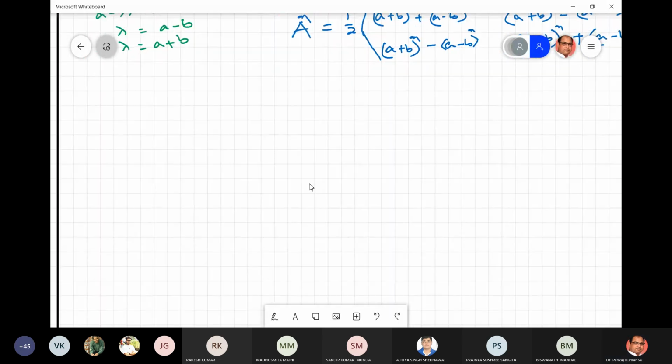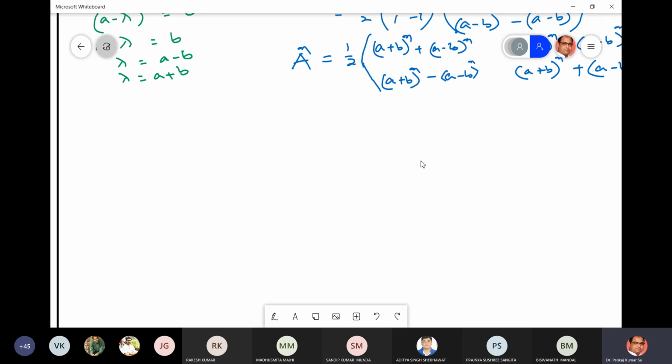We'll start with another topic today. Hello, sir. Yes. Sir, why do we put half while calculating A to the power n? Can you find the eigenvector there? Okay, yes, sir. That's part of the eigenvector. Scalar quantity you will get.